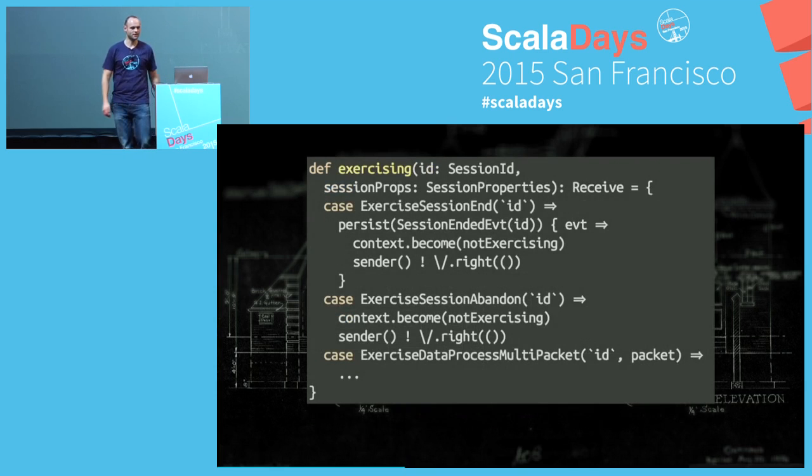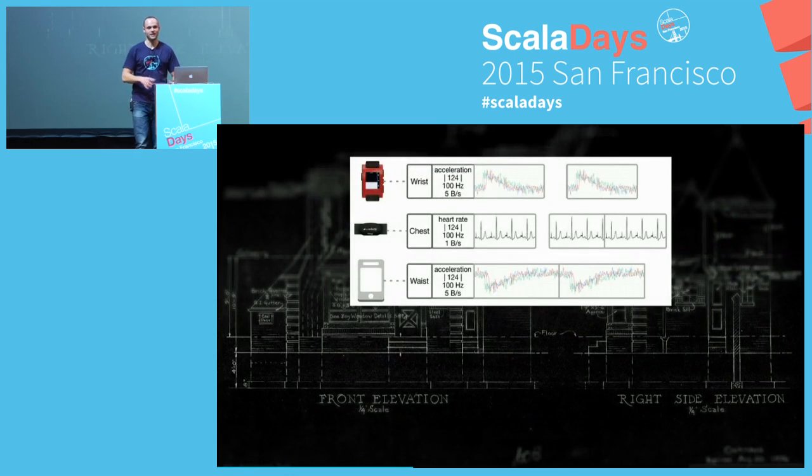Okay. When we're exercising, let's deal with the easy cases. I can end a session, I can abandon a session, and that again results in switching behavior. The interesting stuff, the things you were all waiting for, happens in the receiving of the multi-packet. And the multi-packet represents the data that the sensors send us. This is the sort of thing that we collect. So the watch might collect an acceleration, and it might collect it at 100 samples per second. And we know that one sample is 5 bytes long. So 5 bytes per sample, 124 samples, which represents 1.2 seconds of data.